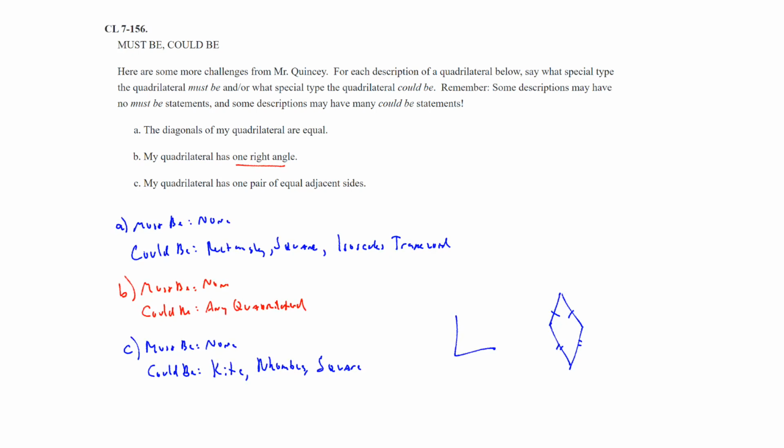And so that is it for the closure questions. Once again, on the must be and the could be, just think of all the different properties and what you're looking for, and just make sure you have them all kind of labeled out as to what you're looking at. And then, is there any of them that must be true? And then after that, what are the could be's?